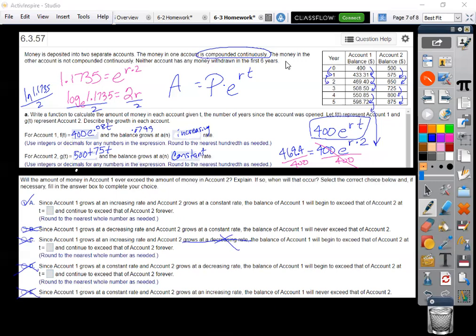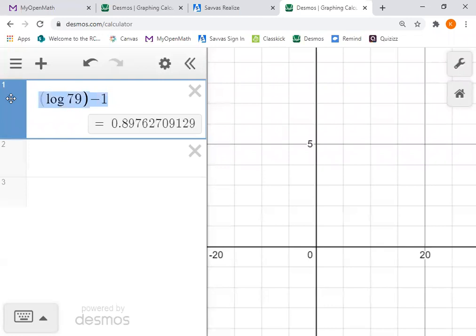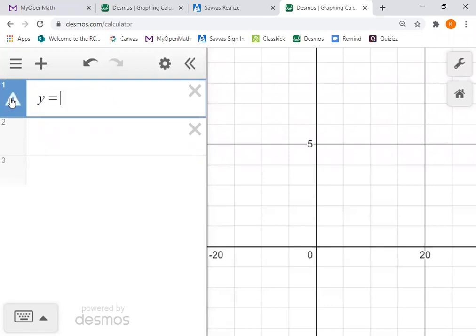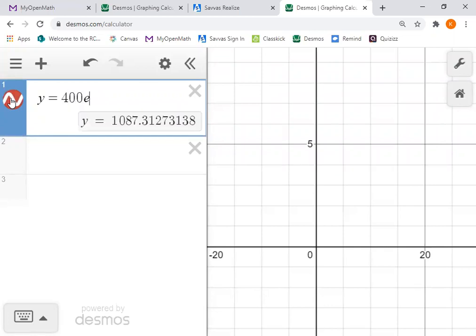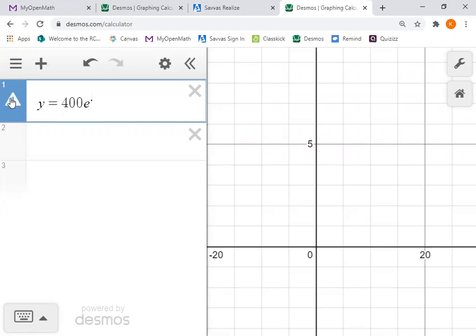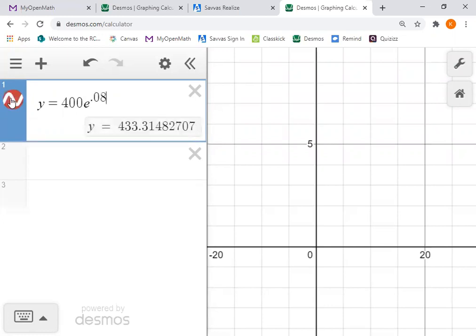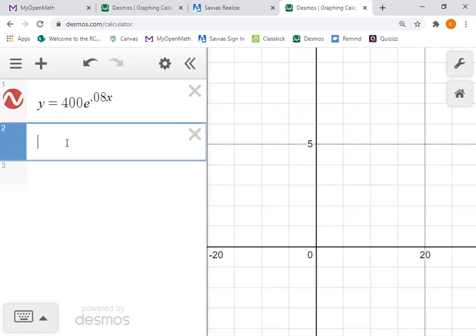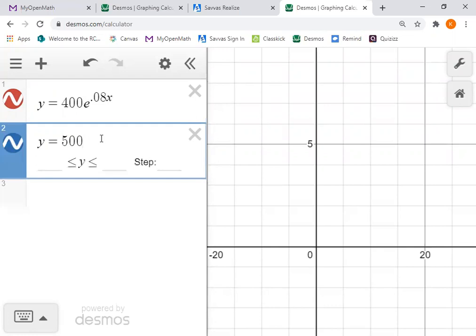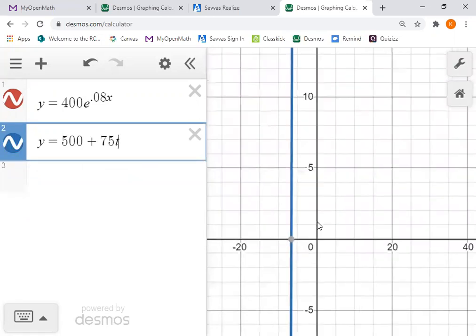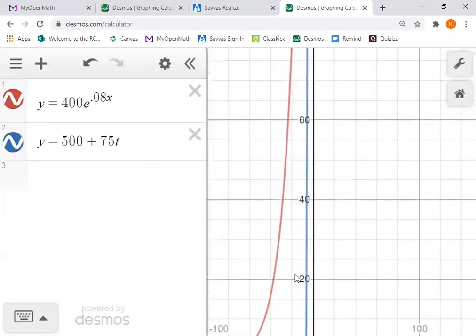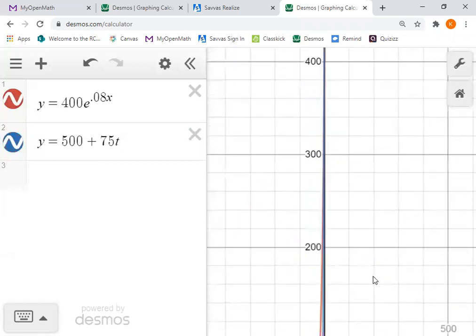But to solve for this problem, my y equals 400 e to the power of 0.08. I'm going to use an x now instead, just because I'm in a graphing calculator. And then my second one was y equals the 500 starting amount plus adding $75 each month or year. And then if I zoom out, I've got to find where these meet over here somewhere.